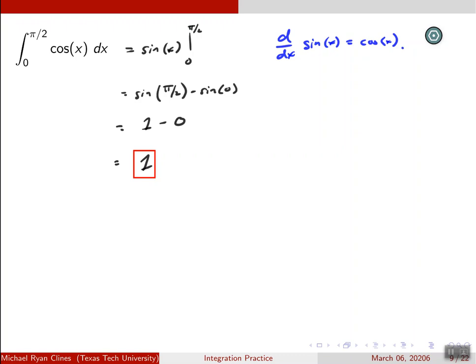Unit circle values will show up on your gateway. They will show up on your final. That I can promise you. So make sure you know your unit circles for these values.